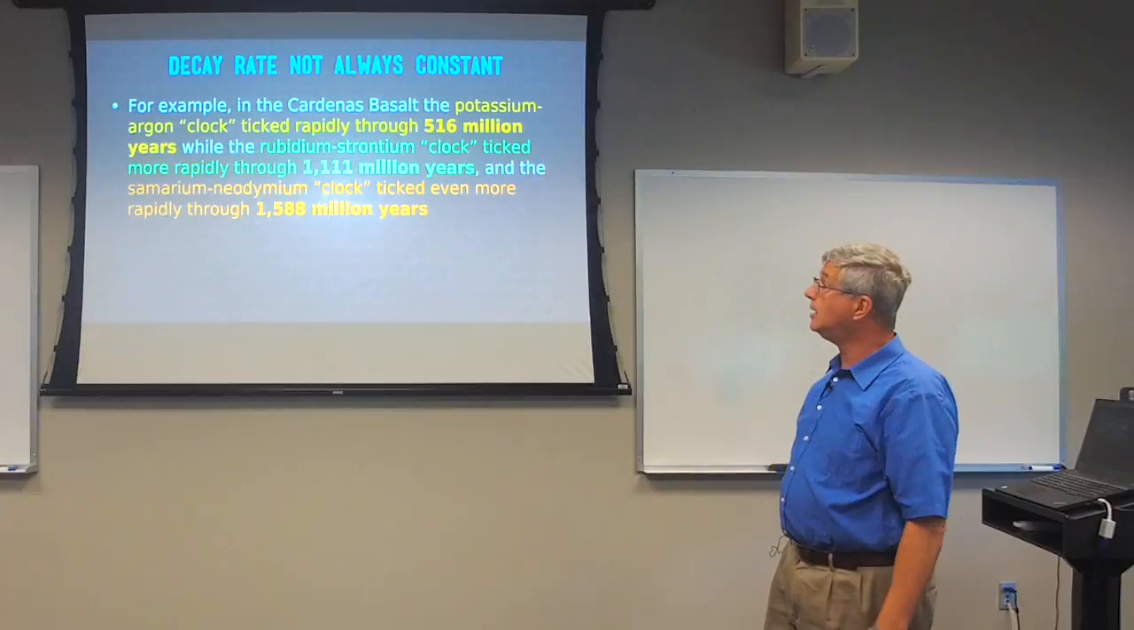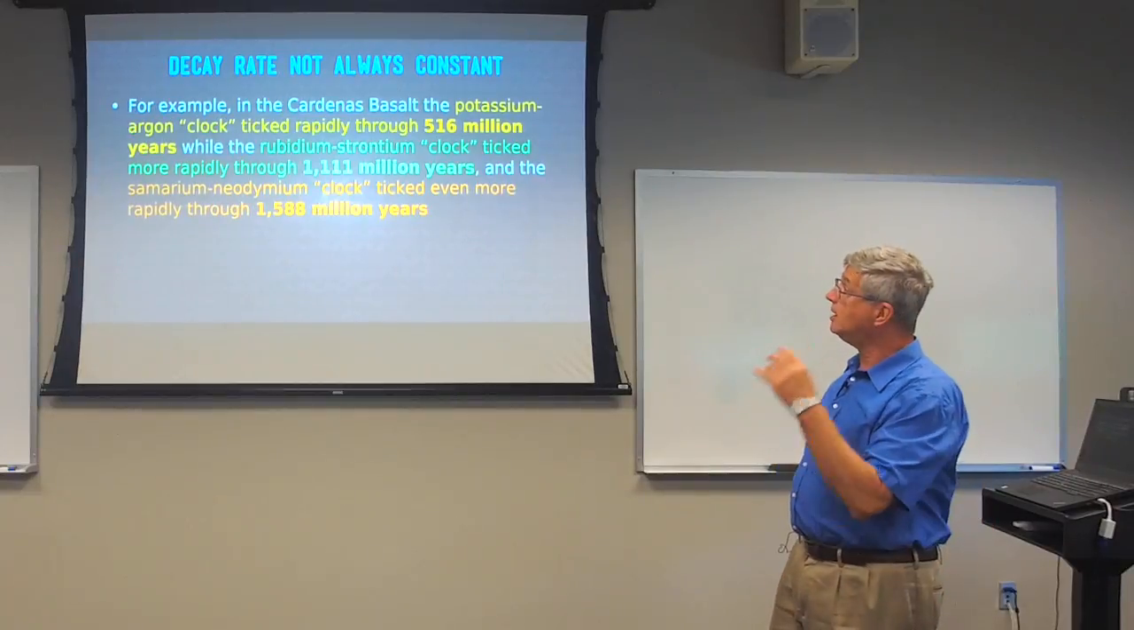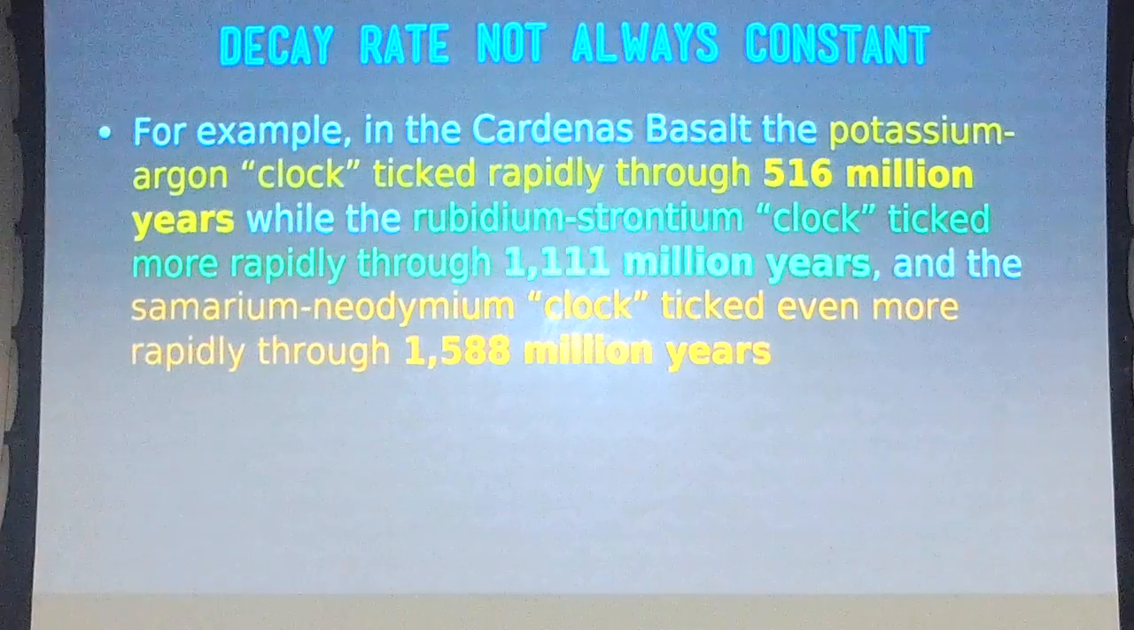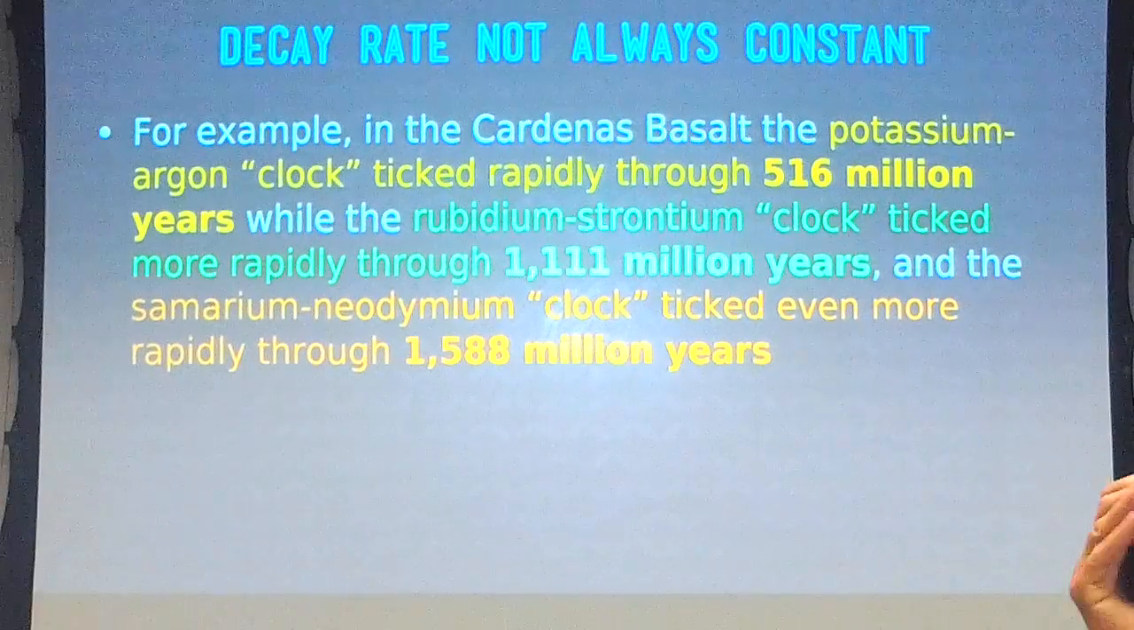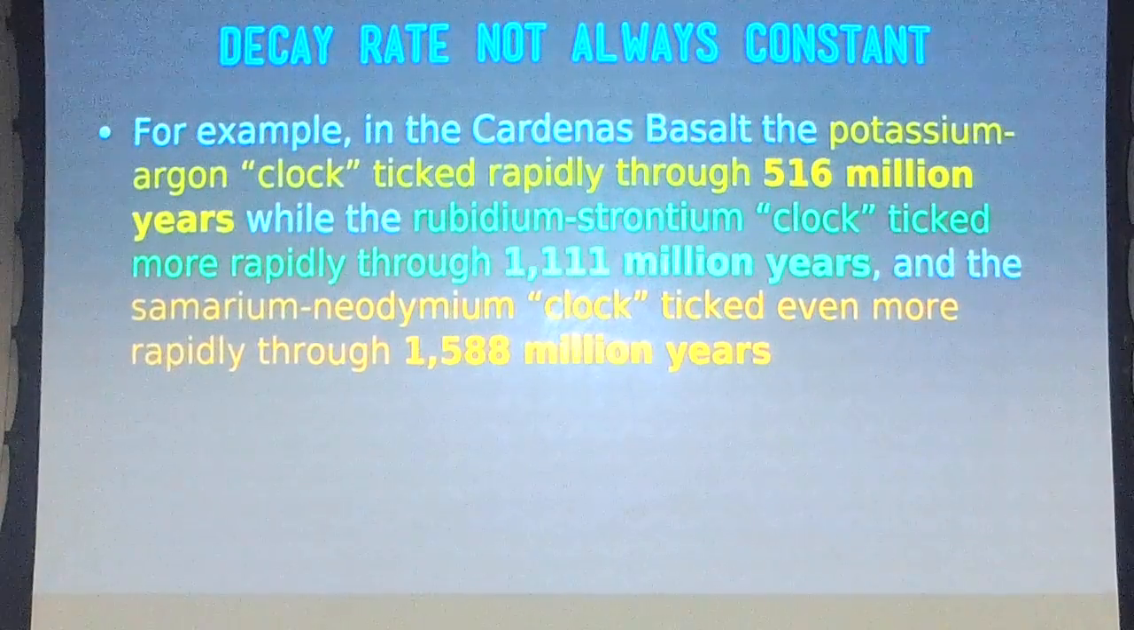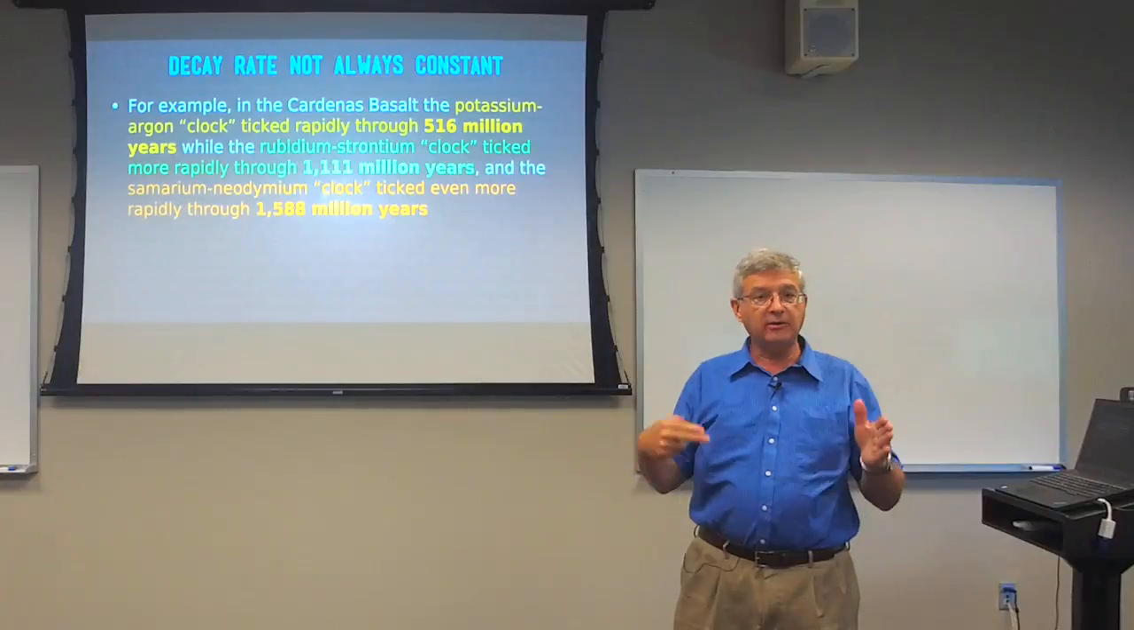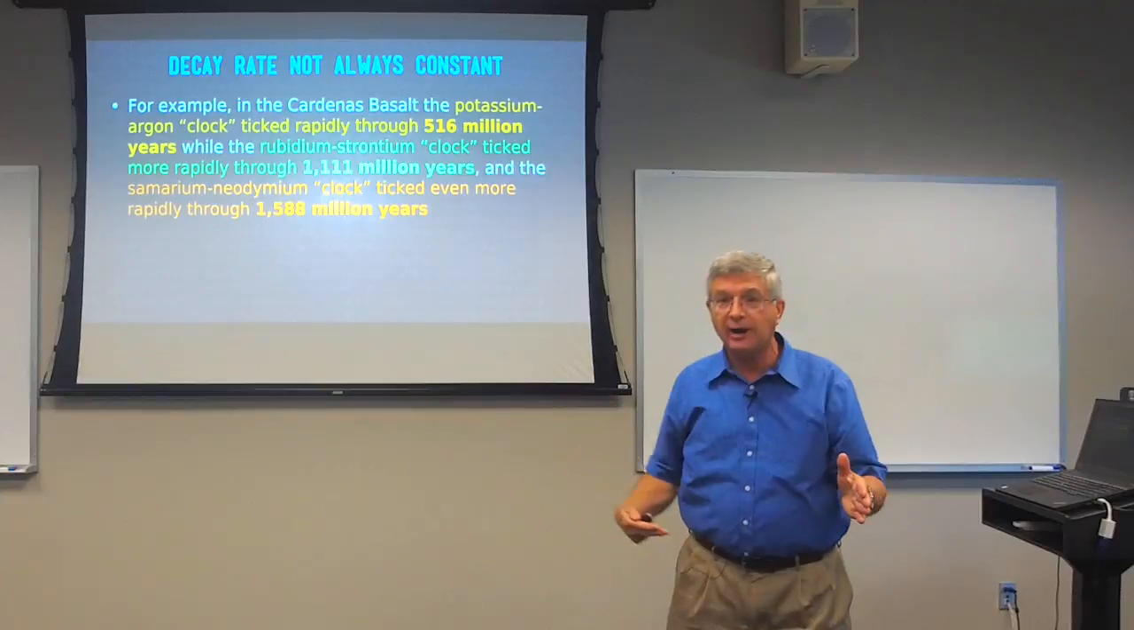Why do I say that? Well, if you look at the Cardenas basalt, there's a real time period between when the rock formed and when we measure it today. That's the real time period. During that same real time period, the potassium clock ticked through 516 million years, the rubidium clock ticked through 1,111 million years, and the samarium clock ticked through 1,588 million years. So in other words, they were ticking at different, faster rates.